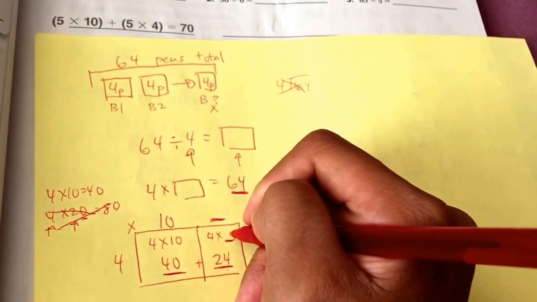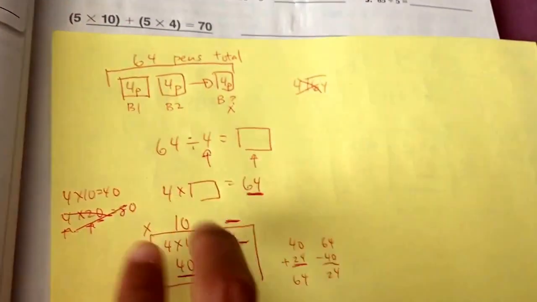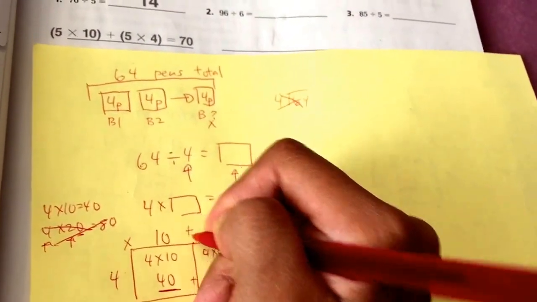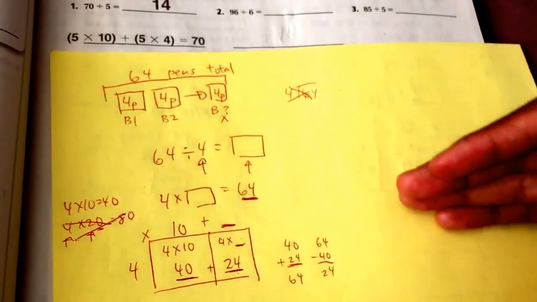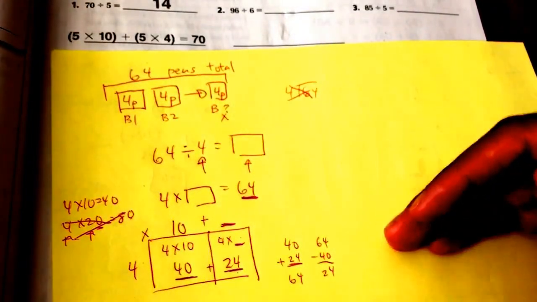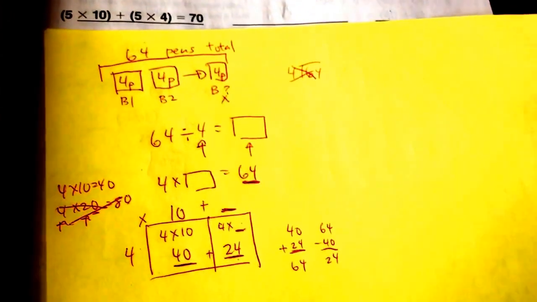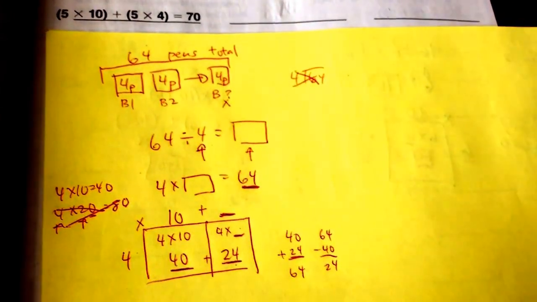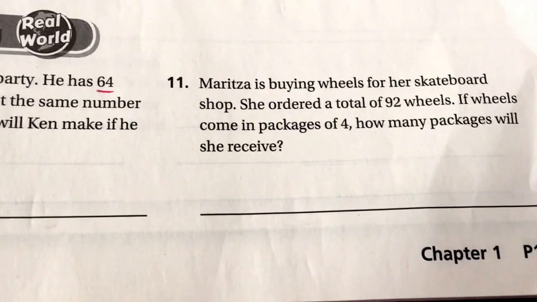So 4 times what equals 24? That's the number that goes there. And this right here, when you add them together, will be your final answer. Don't forget to show the steps of the distributive property on the side as well. Alright, I hope that helps. Go ahead and look at numbers 1, 2, and 3 if you're a little stuck, and ask me any questions tomorrow. Okay, now I'm on number 11.